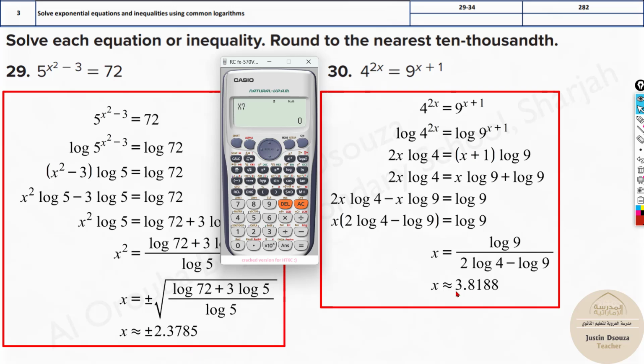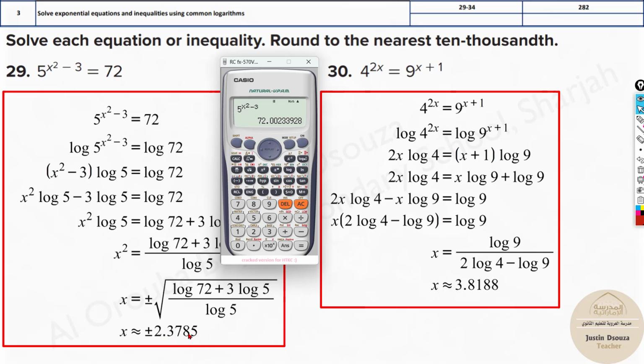Just calculate x at, say, 3.8188. The answer is so much. Is it correct? No. I should get the right side as 72. So I will calculate now at plus and minus, so I will have to try both. At 2.3785, and yes, it's 75.0, 72.00. Why is it? Because I'm not putting the exact value, isn't it?